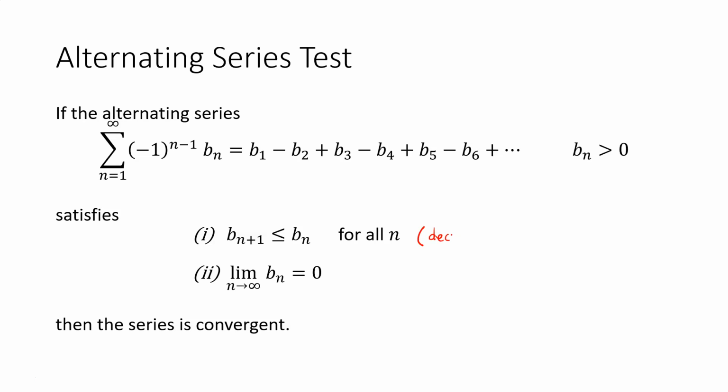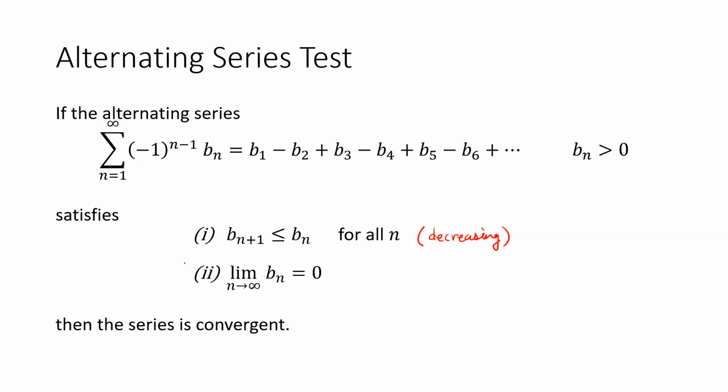in other words, another way of saying that is that it's a decreasing sequence, or maybe more specifically a non-increasing sequence, and the limit as n goes to infinity of bn is equal to 0. You just need those two conditions, that the terms of the series are decreasing and go to 0. That's enough to guarantee that the alternating series is convergent.